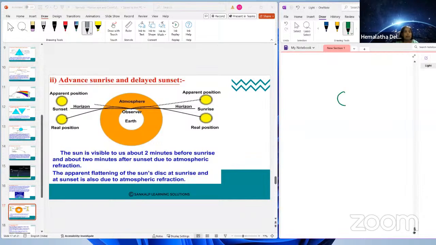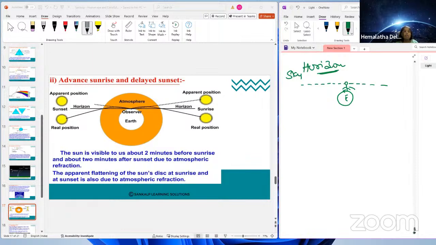Suppose you are standing on the Earth and observing a sunrise. Have you observed sunrise and sunset? I think everyone might have. Suppose you are observing from the horizon. What is the meaning of horizon? It is a line that separates the Earth from the sky. This is known as the horizon.